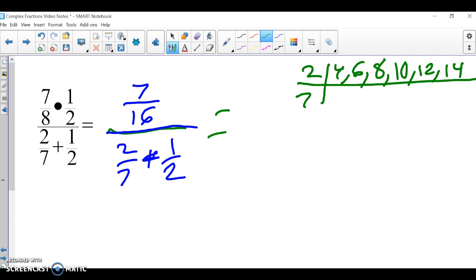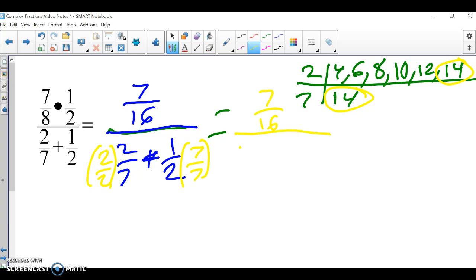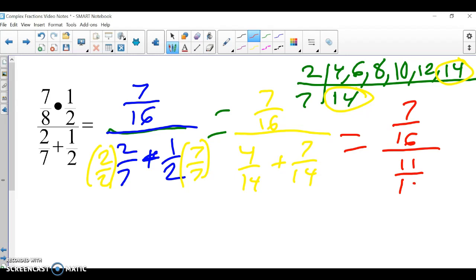So 7 times 1 is 7. 7 times 2 is 14. Oh, hey, look, I had the perfect amount of room. So the common denominator here is 14. So I'm going to have to multiply both fractions. So I'm going to multiply the fraction on the left by 2, the fraction on the right by 7. So this is going to give me 7/16 over 4/14 plus 7/14. See if we can squeeze one more fraction in on this line. So we're going to keep the 7/16. 4 plus 7 is 11/14.